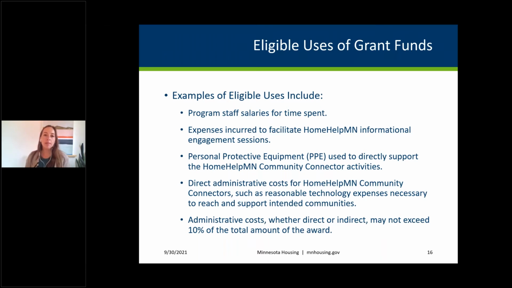And then some of the administrative costs. So there might be technology expenses to have maybe a virtual meeting platform, and then other types of administrative costs. But please note that administrative costs cannot exceed 10% of the total award. So, if you requested $25,000, administrative costs could not exceed $2,500.